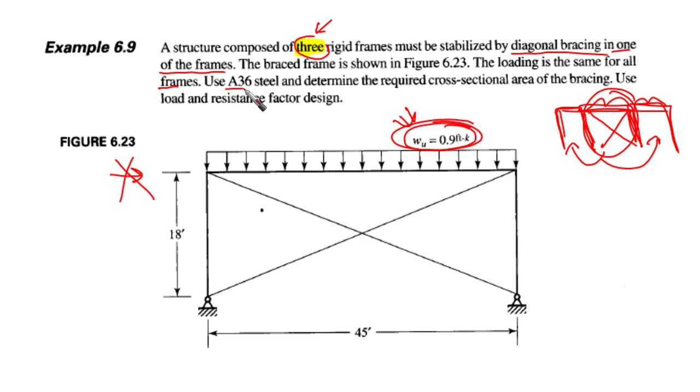We're going to use A36 steel, and determine the required cross-sectional area for the bracing. So we need to know what is the cross-sectional area of the bracing that we are going to develop. Use load and resistance factor design, so we're going to use LRFD in our case. Okay, so now we have some information about the example. Let's apply the knowledge that we have accumulated in the last lecture regarding stability bracing.